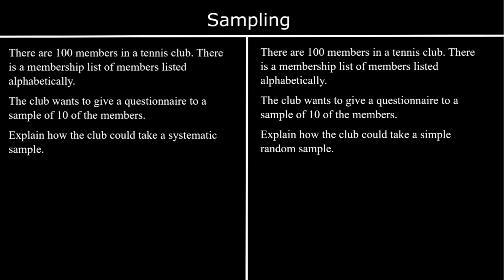Let's have a look at some questions. There are 100 members in a tennis club. There is a membership list of members listed alphabetically. The club wants to give a questionnaire to a sample of 10 of the members. Explain how the club could take a systematic sample.